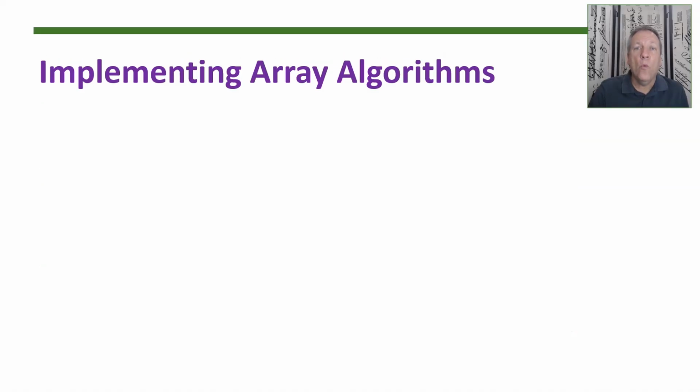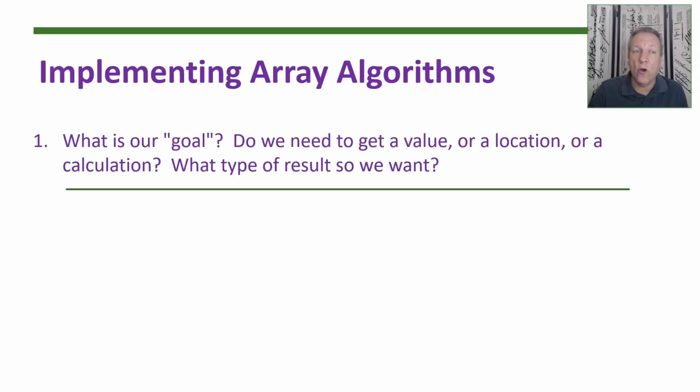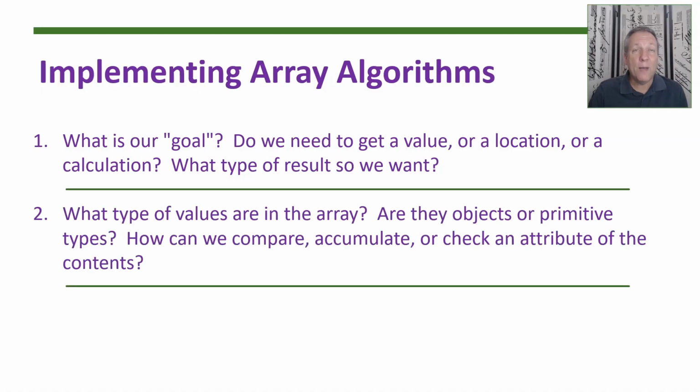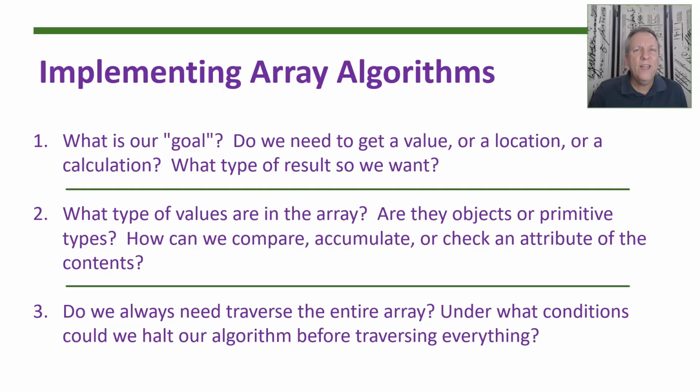Whenever we develop array algorithms, we want to make sure that we figure out first what we need to do, what our constraints might be, and so on. So here are some of the questions that we may want to ask and answer before we write any code. What's our goal? Do we need to get a value or location? What type of results do we want? What type of values are in the array? Are they objects? Are they primitive types? And how can we compare, accumulate, or check the attributes of these elements? And finally, do we need to traverse the entire array, or can we maybe halt early before traversing everything?